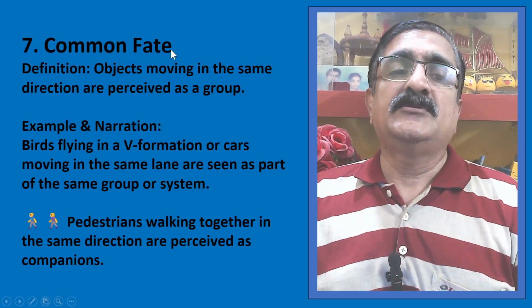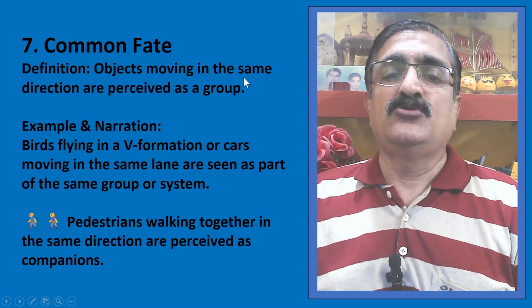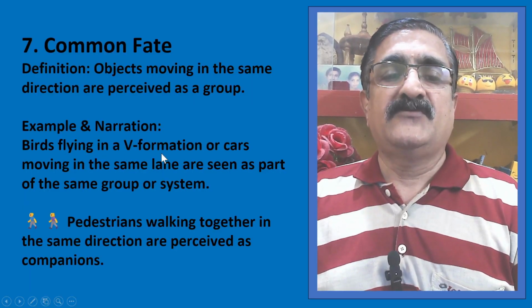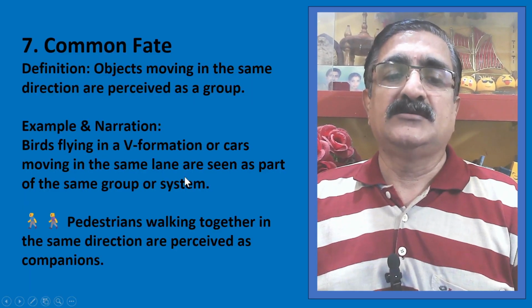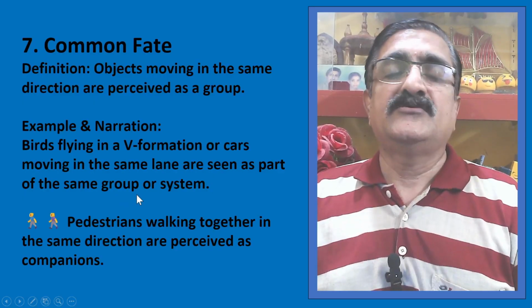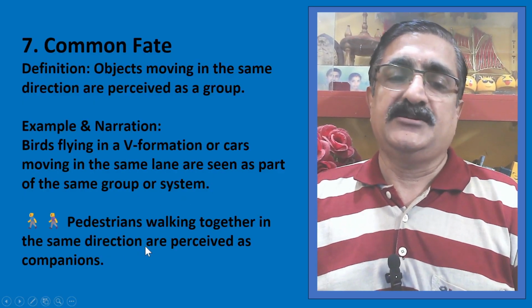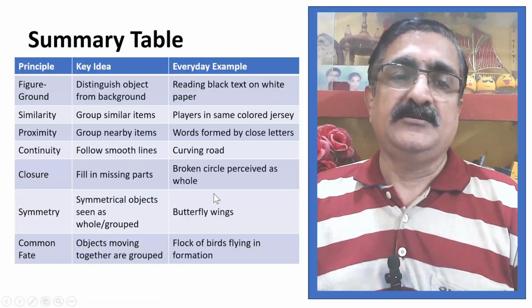The seventh principle is common fate. Definition: objects moving in the same direction are perceived as a group. For example, birds flying in V formation or cars moving in the same lane are seen as part of the group or system. Pedestrians walking together in the same direction are perceived as companions.